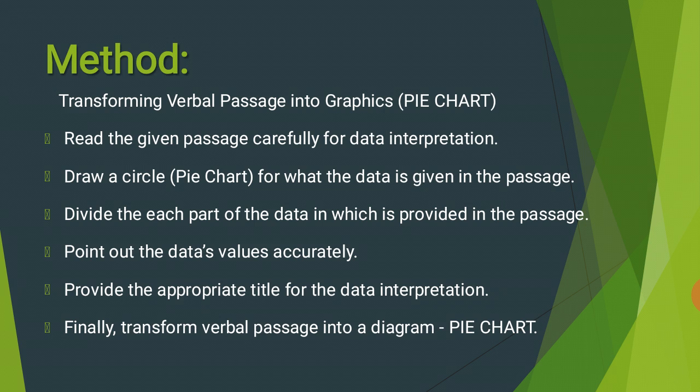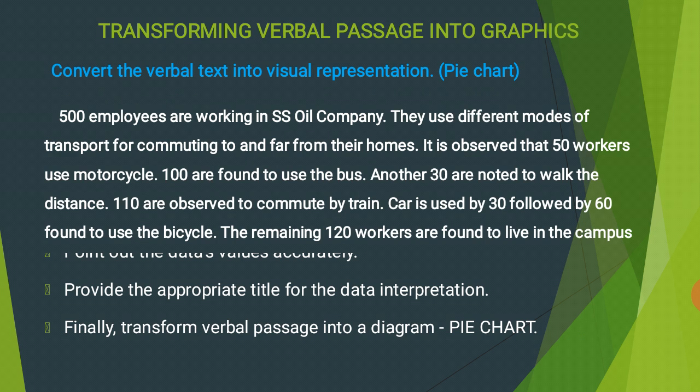Next, point out the data's values accurately. What are the data's values given in the passage? You have to give them accurately in the pie chart. Next, you should provide an appropriate title for the data interpretation. What title is suitable for the passage? It is given in a question, so you have to read the question carefully, then give the appropriate title. Finally, you transform the verbal passage into the diagram, that is the pie chart. See the slides, you will understand.